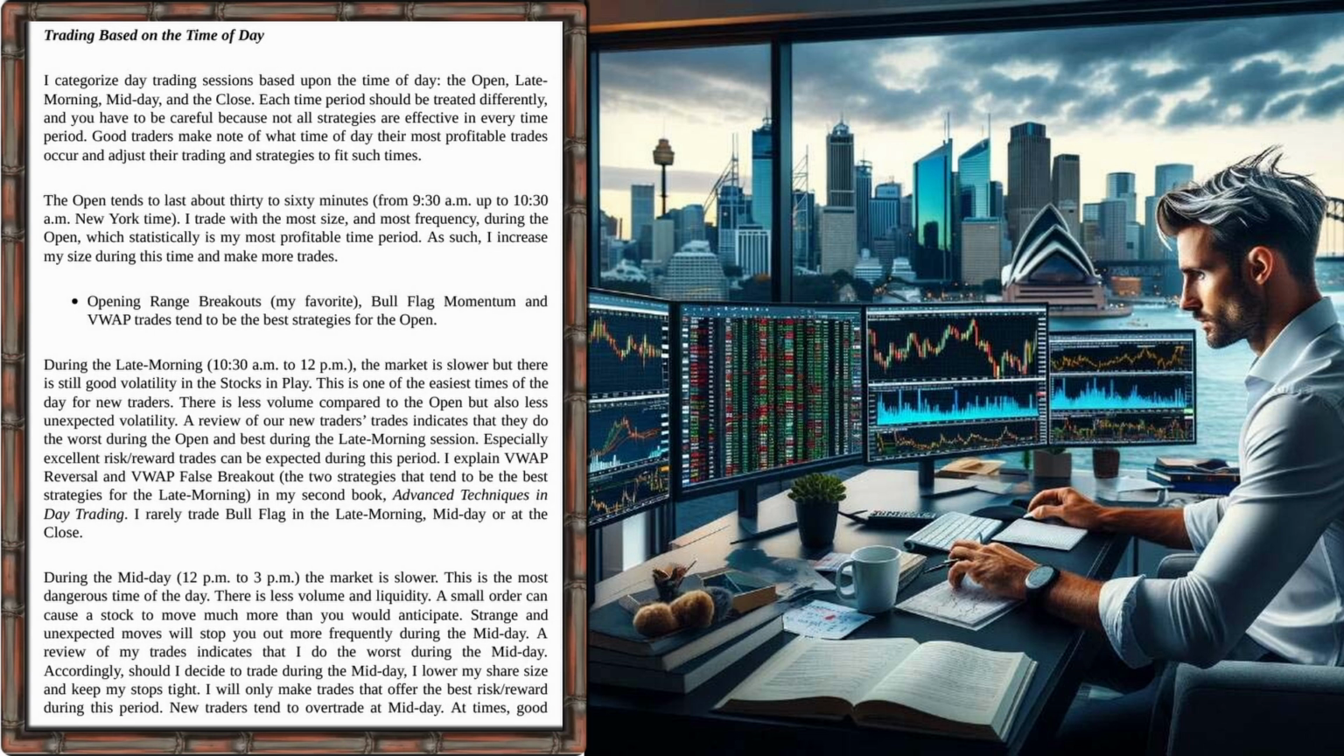Trading based on the time of day. I categorize day trading sessions based upon the time of day: the open, late morning, midday, and the close. Each time period should be treated differently, and you have to be careful because not all strategies are effective in every time period. Good traders make note of what time of day their most profitable trades occur and adjust their trading and strategies to fit such times.